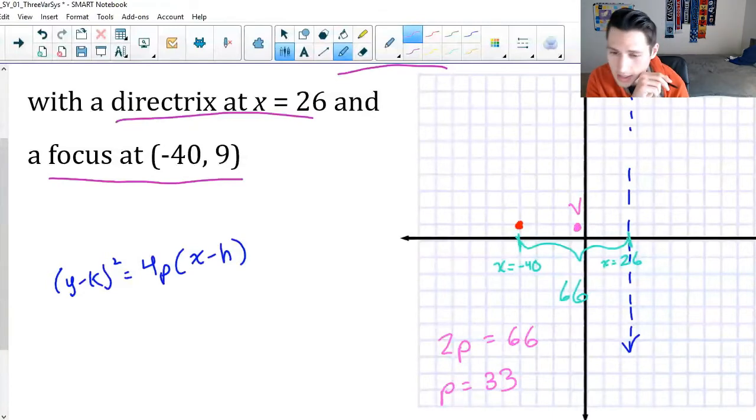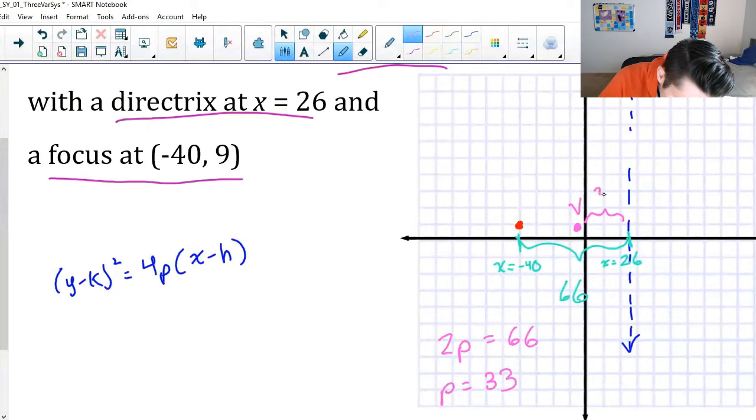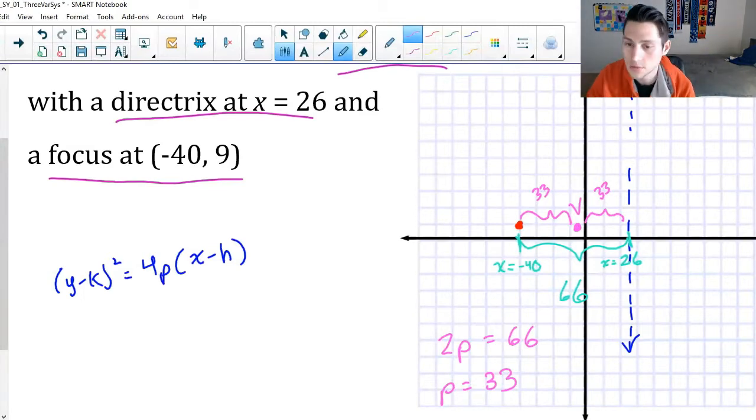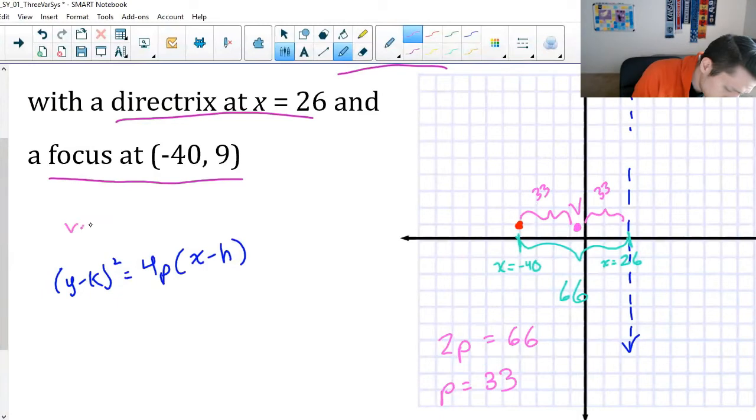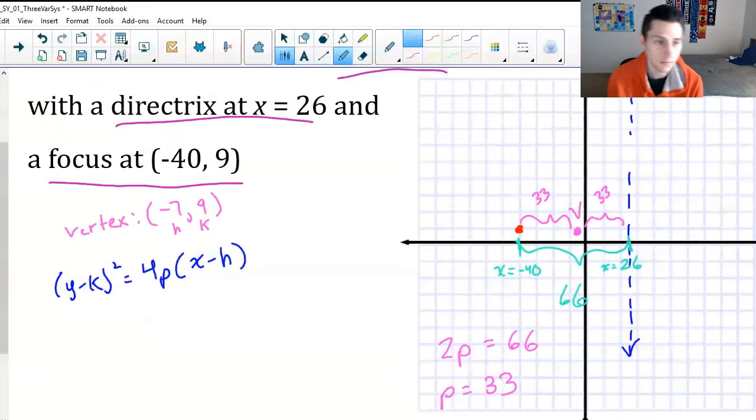So this is the vertex. It's 33 this way and 33 this way. It's in the middle of the focus and the directrix. So I can determine that the point the vertex will be at is negative 7, positive 9, which is great because that tells me my h and my k.